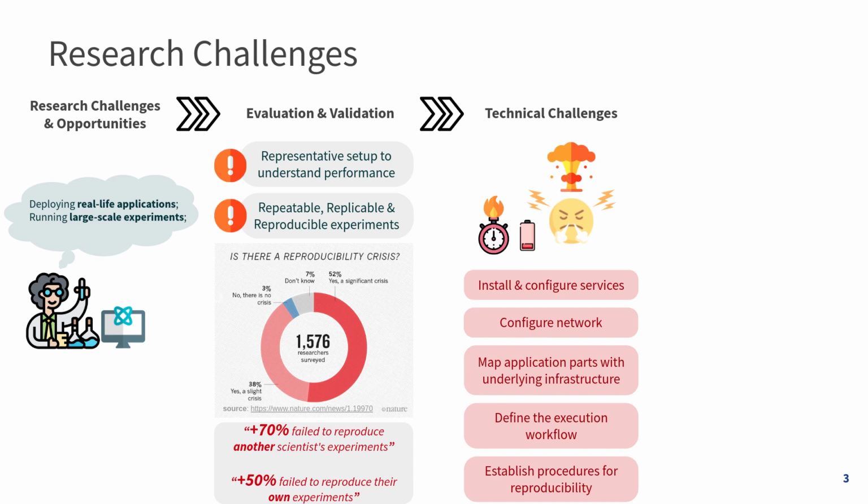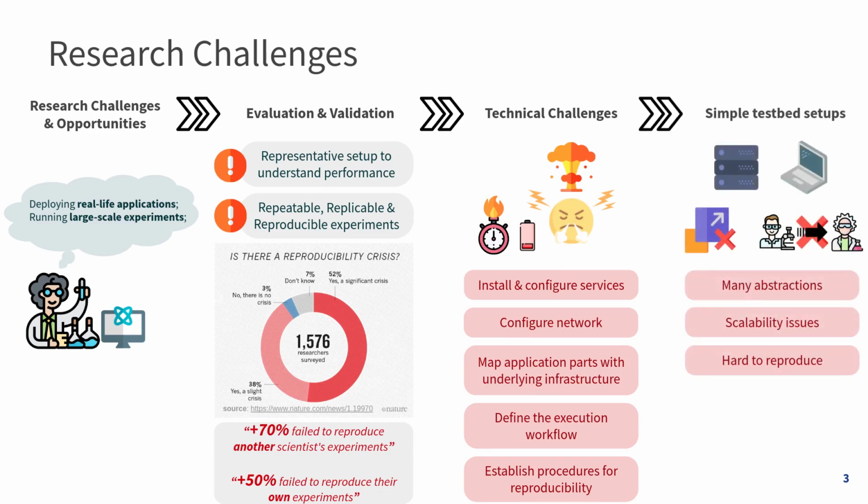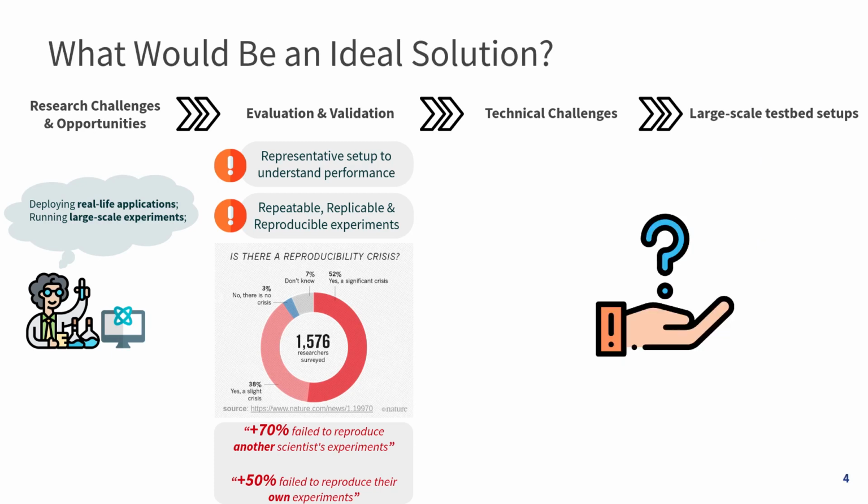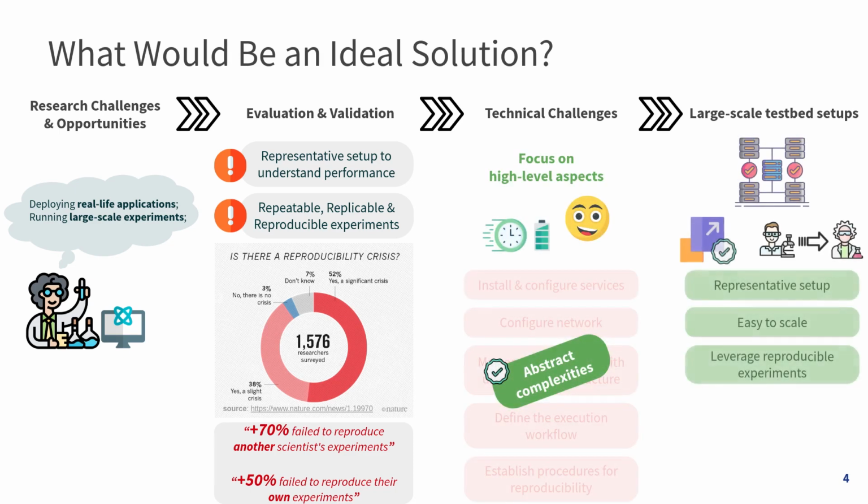As this is a challenging step, if researchers fail to accomplish them, they end up with simplified testbed setups that present many abstractions, scalability issues, and due to the lack of information about the experiments, those experiments are hard to reproduce. So, what would be an ideal solution? An ideal solution would be one that abstracts all of those complexities for the experimenters, allowing them to focus on the high-level aspects of the experiments.